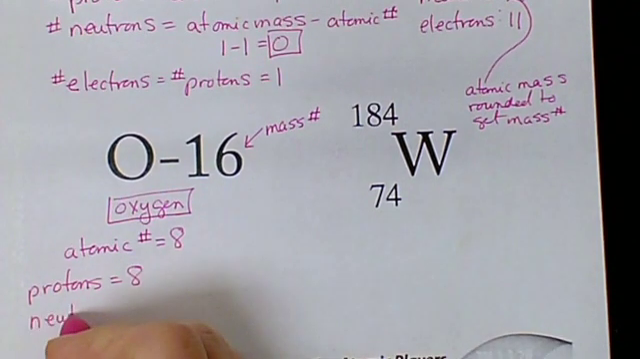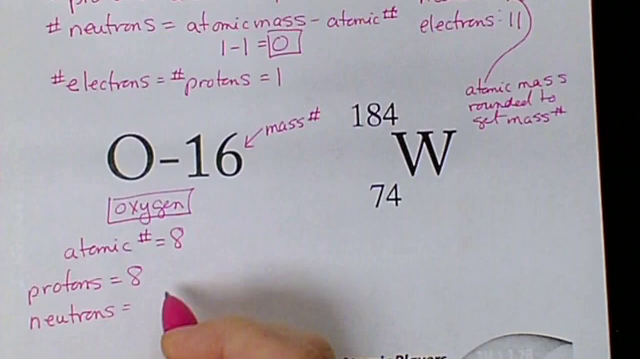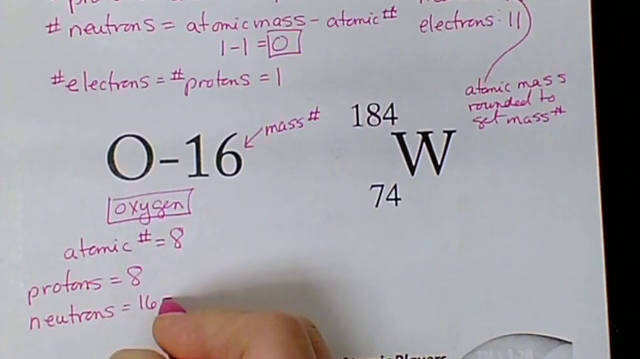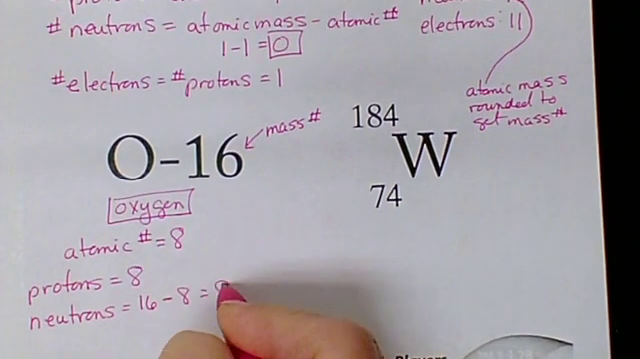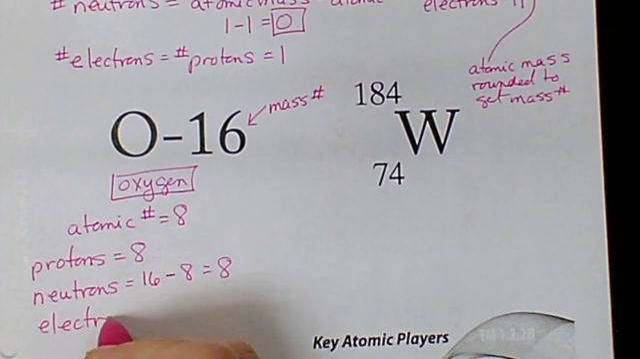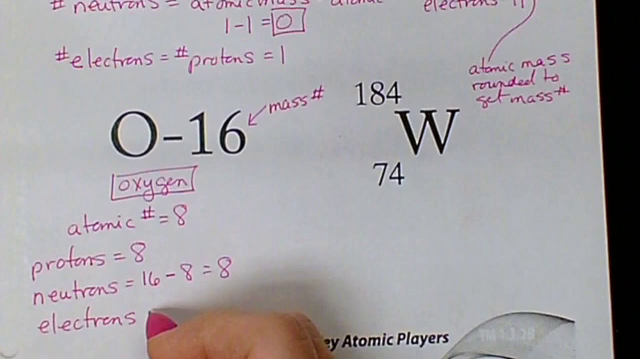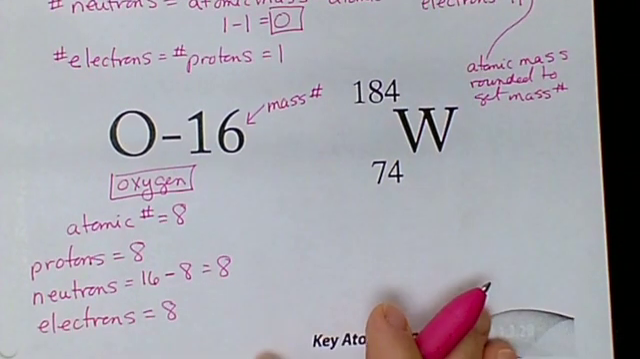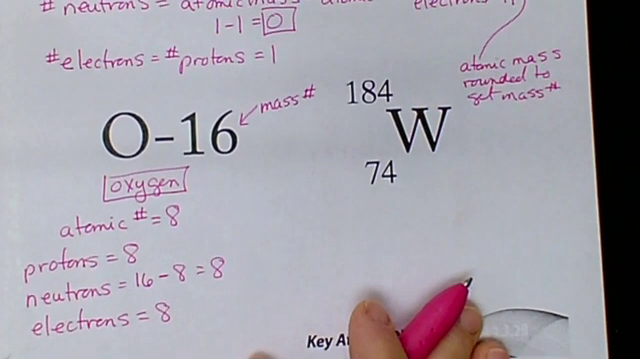Now the number of neutrons, they gave us the mass number 16. We subtract the atomic number and we get 8. And then the electrons is the same as the number of protons, so it is 8. So that's how we use that.